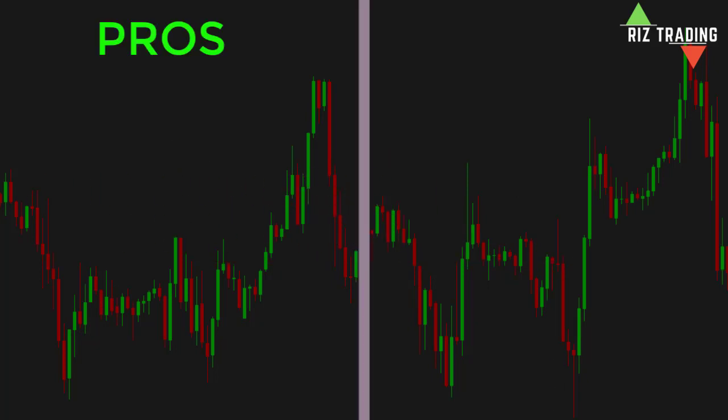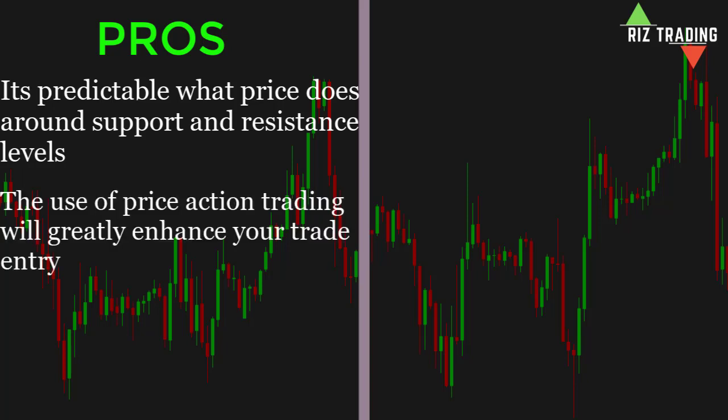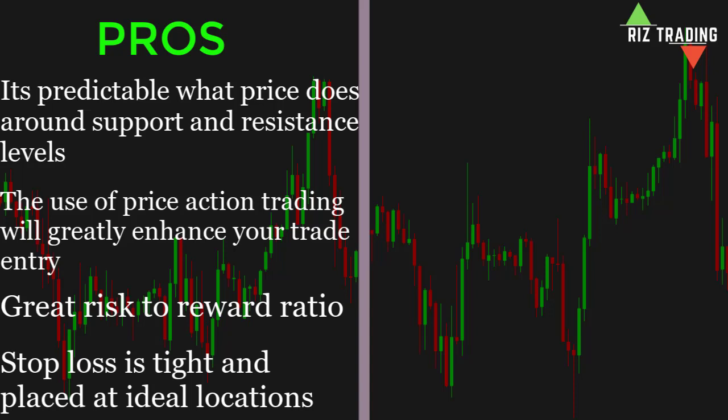Let's start with the pros of this strategy. Many traders watch and trade this setup, and it's quite predictable what price does around support and resistance levels. The use of price action trading, especially the use of reversal candlesticks, will greatly enhance your trade entry. Great risk to reward ratio for traders that go according to plan. Stop loss is tight and placed at ideal locations, behind support and resistance levels, therefore less chance of getting stopped out permanently.